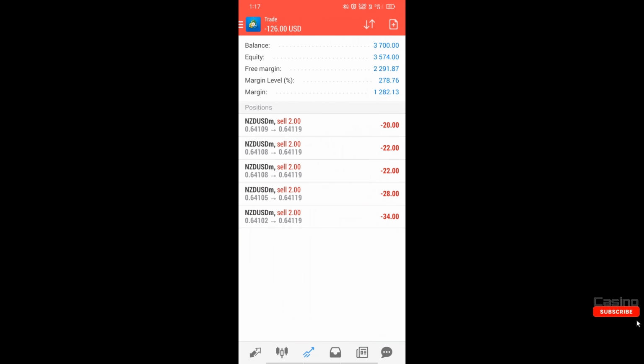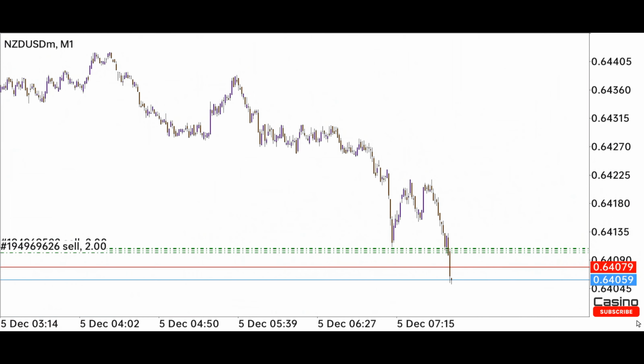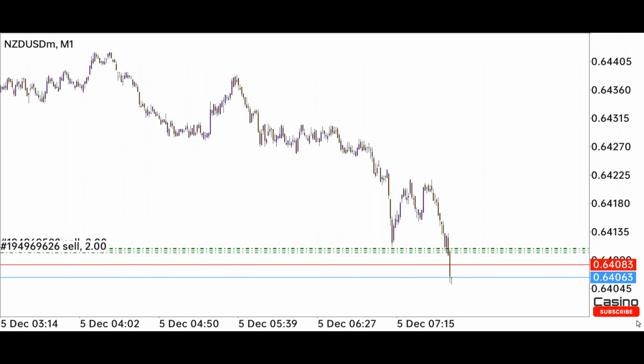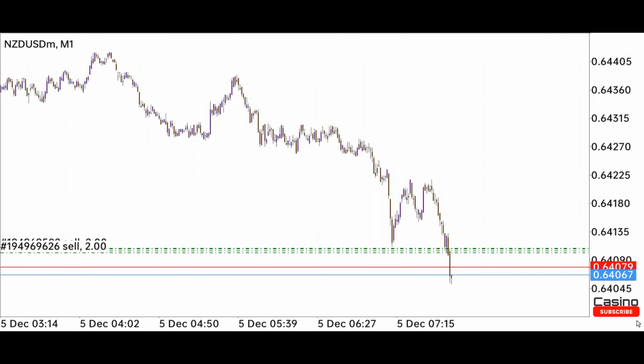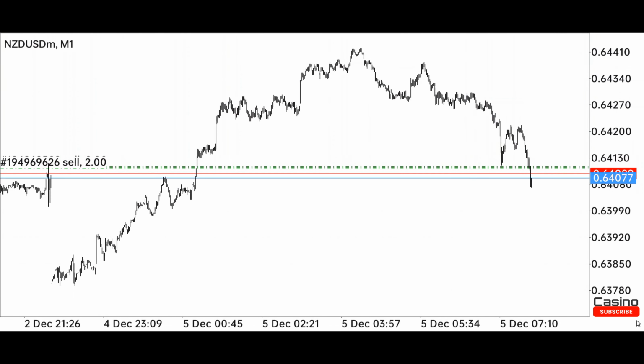Guys, our trade is applied. I have $3,700 in this account which we will try to grow from scalp trading. Here we will follow the proper rules. Our trade was applied at the right time. The market is falling fast. Here we have got a very good opportunity, which will be used in a very good way.